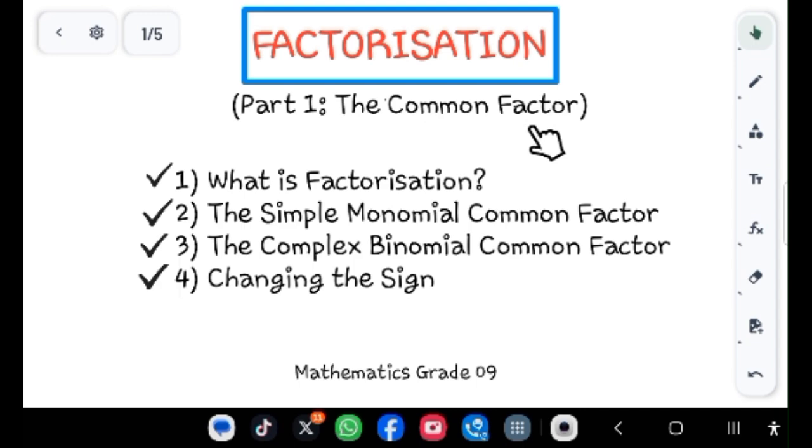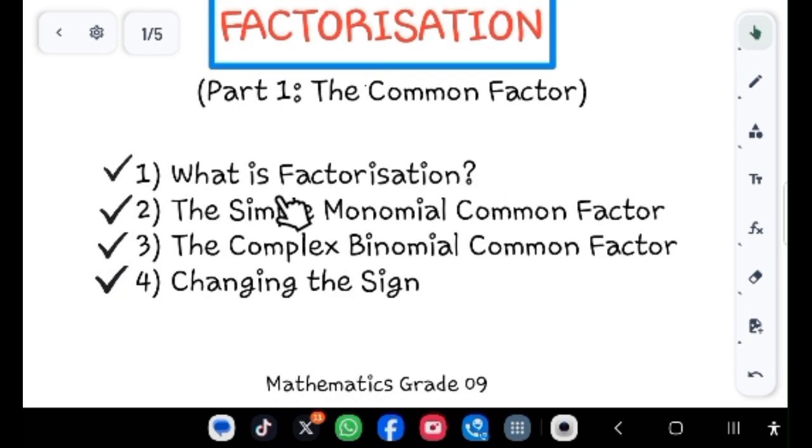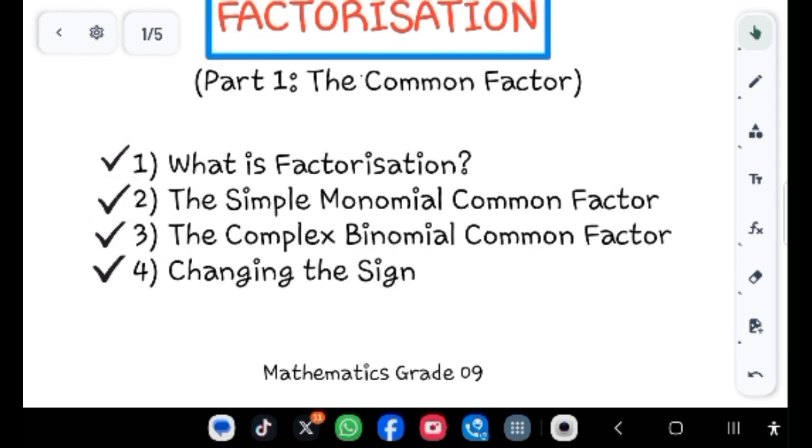We have a lot to cover, so let's start. In summary, we're going to look at what is factorization. What exactly is factorization? How is it different from multiplication? And what exactly do you do when you factorize?